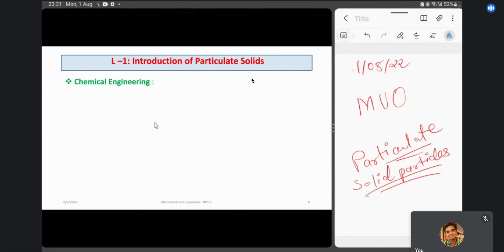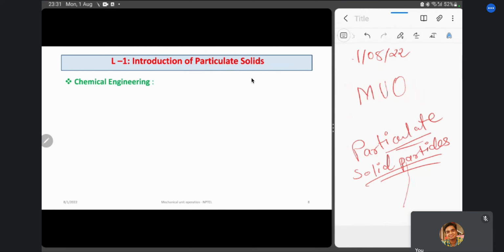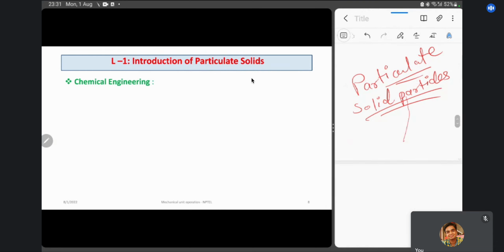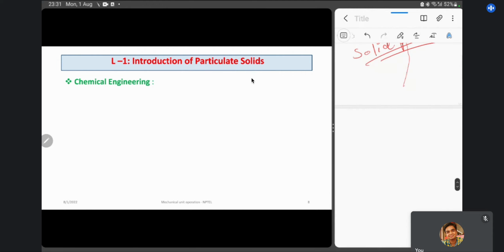The professor started this whole session with what is chemical engineering and what is the role of chemical engineering in industry. That is a very important and interesting topic, so I also want to touch on it briefly. So first, what is chemical engineering? Chemical engineering is all about converting raw material into useful product. The conversion or separation of raw material into useful products is known as chemical engineering.